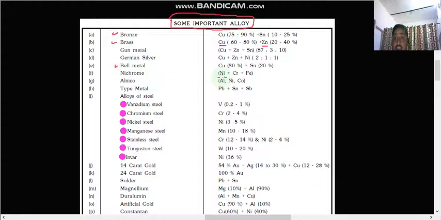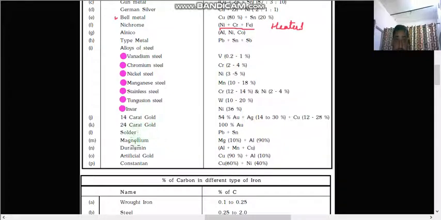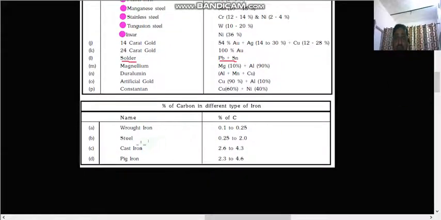Nichrome wire: nickel, chromium, and iron, that is being used in heaters. In 10th class I think you have studied that. And similarly some others like alnico. Then there are various types of steels. Here you can say solder, that is lead and tin. So these are the various examples of alloys. Now here are the different forms of iron and how much carbon is used: in wrought iron 0.1 to 0.25%, and so on, pig iron has the maximum amount of carbon.